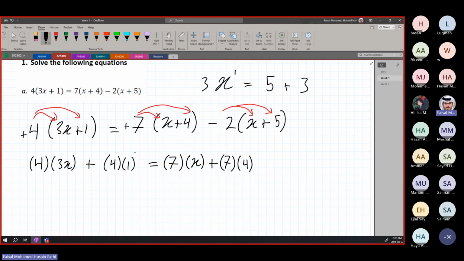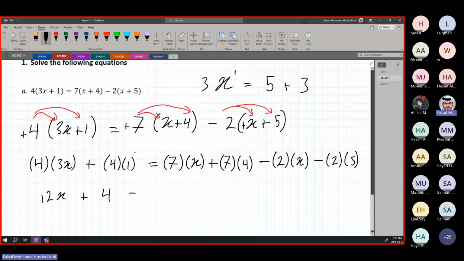Then here is what we need to calculate. We have minus 2. So minus 2 times plus x is going to be minus, since minus times plus is minus. And then we have 2 and x. Again, minus times plus is minus. And then we have 2 and 5. And then we can simplify. 4 times 3 is 12x. Plus 4 times 1 is 4. Is equal to 7 times x is just 7x. Plus 7 times 4, which is 28. Minus 2 times x is 2x, and then minus 2 times 5, which is 10.